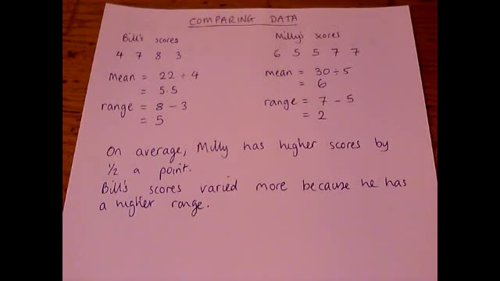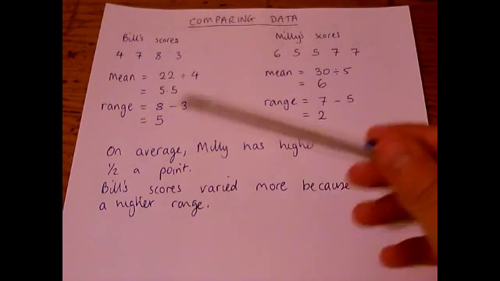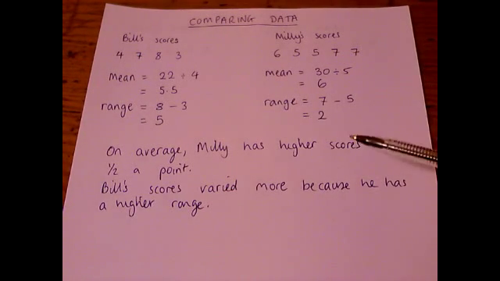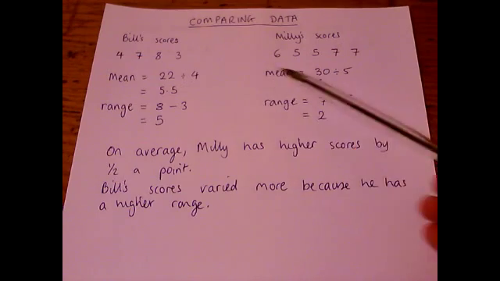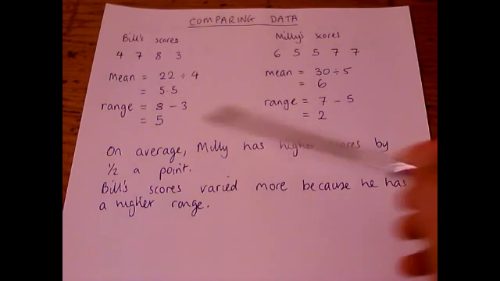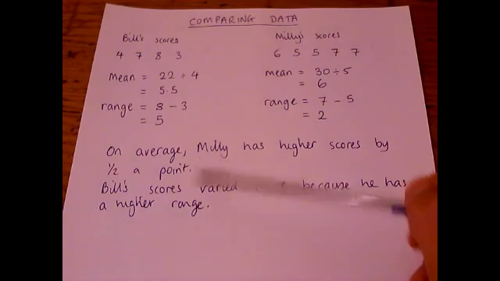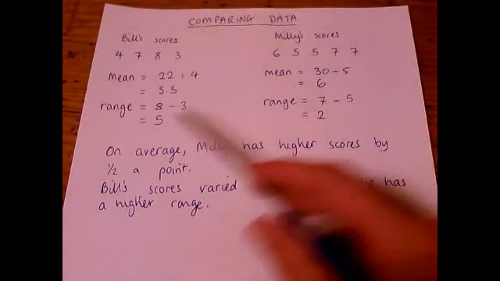Okay, and that would get us all the marks, I think, for that type of question. You would be looking at calculating the mean in each case, calculating the range in each case, and then being able to write a couple of sentences to explain on average who had the higher scores and whose scores varied more by looking and comparing the ranges.